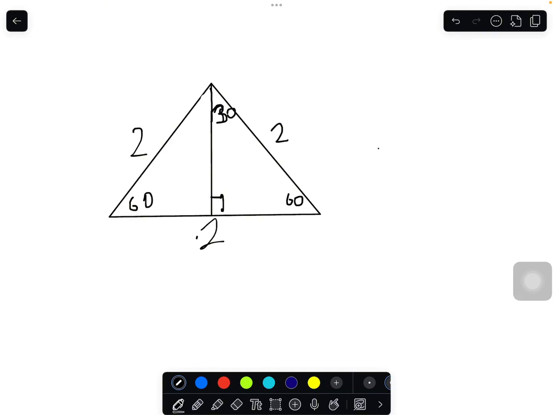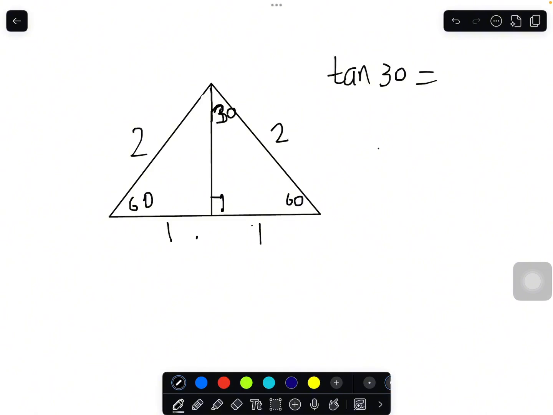Right? And since we're cutting this in half, instead of it being a 2, this is 1 and this is 1. It's cut in half. So if we had to look at this, we can now see, for example, tan of 30, we'll say it is the opposite over the adjacent.